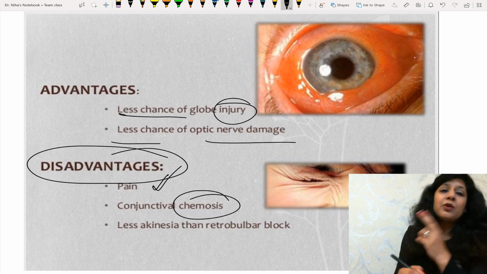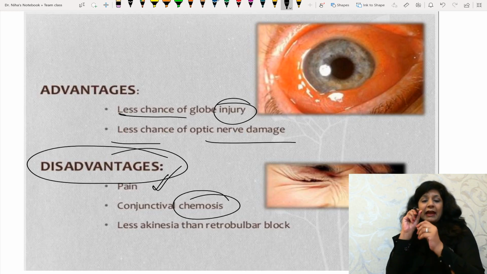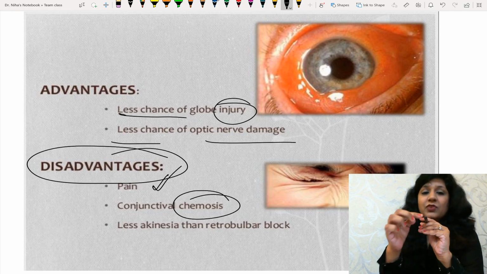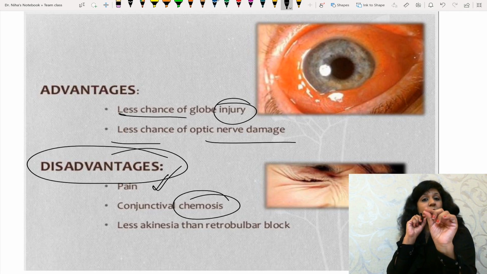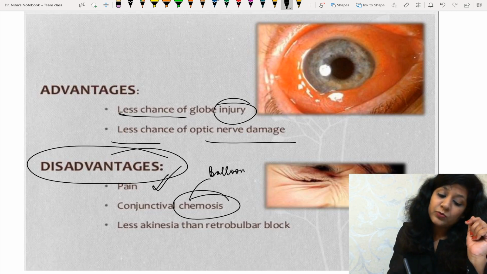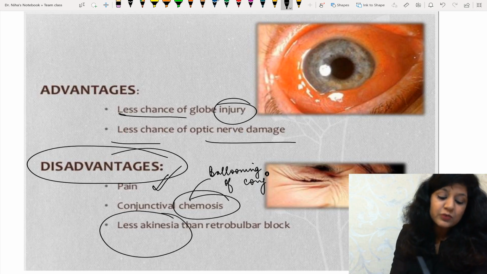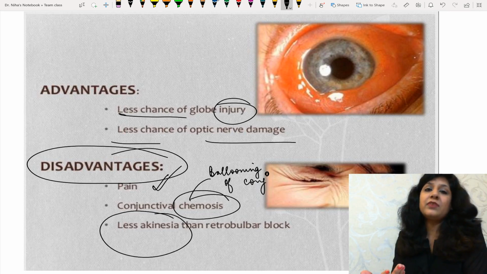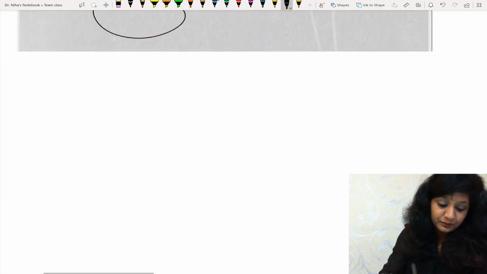Then secondly, a high amount of chemosis occurs, because whatever you are injecting, we are going straight, and that injection is given either transcutaneously or transconjunctivally. Because this agent is going into the conjunctiva, it can cause ballooning of the conjunctiva. And third, as I told you, it is giving you lesser akinesia in comparison to the retrobulbar block. So some amount of movement can be there, okay.